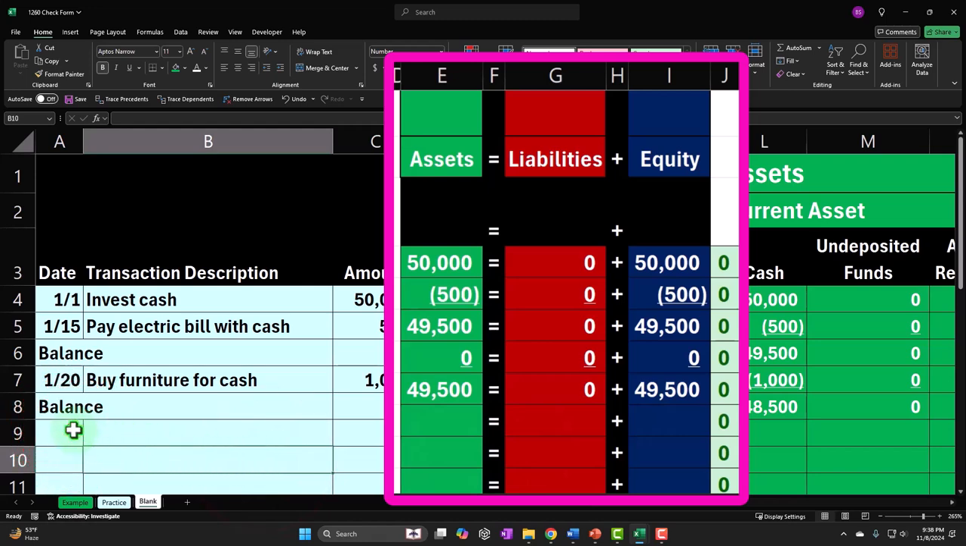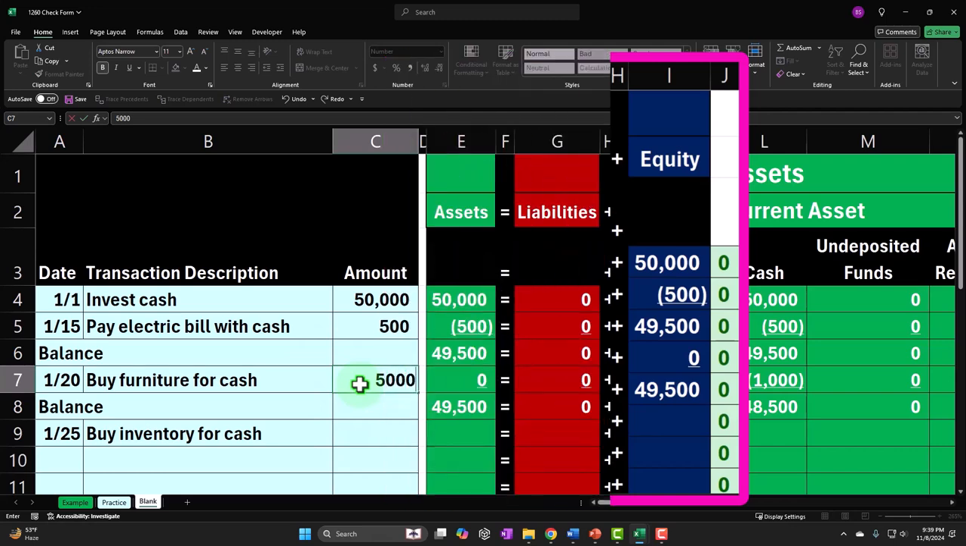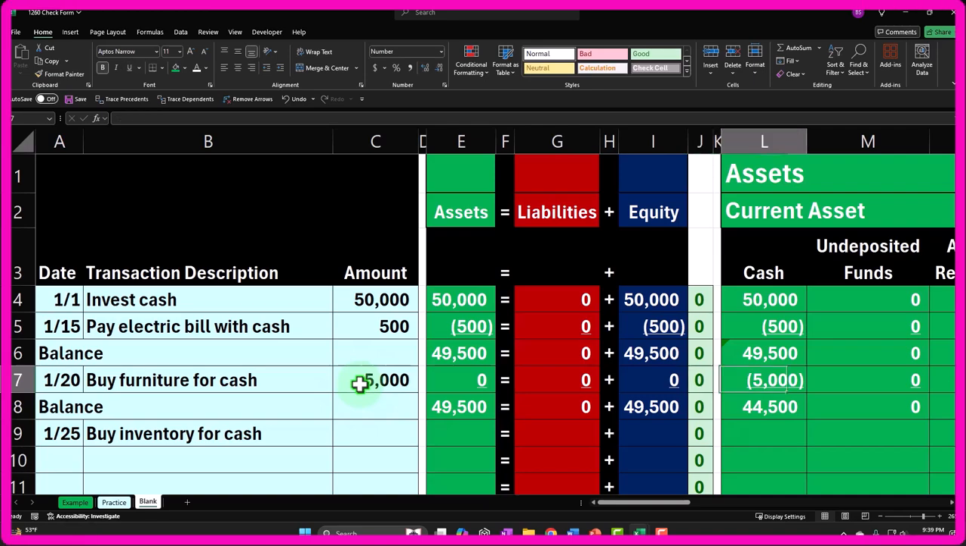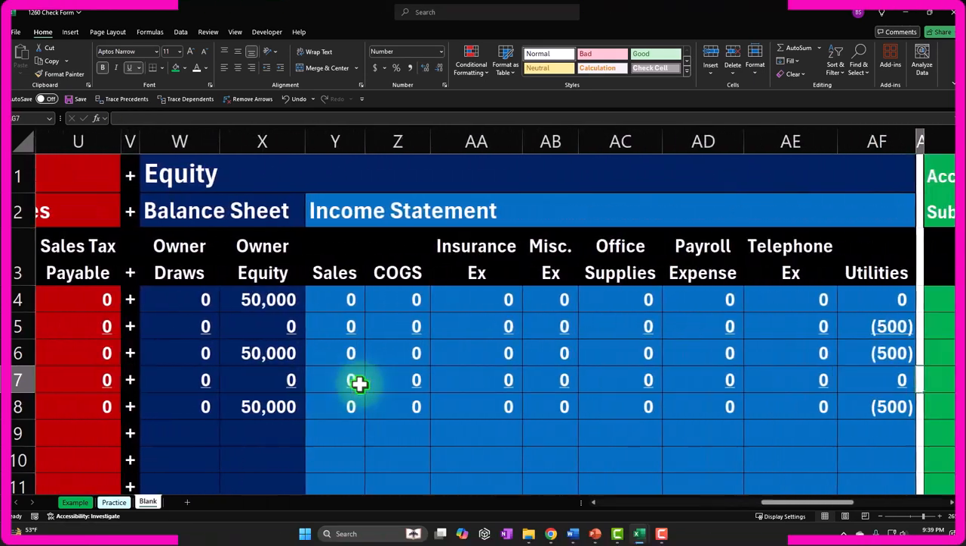All right, so let's go to the next one. We're going to say on 125, let's say we buy inventory for cash. Let's say this furniture, I had at 5,000. I'm going to change this to 5,000. Notice the beauty of this. I didn't hard code anything. So if I change that to 5,000, everything should update automatically. Boom, across the board. And so that makes sense.